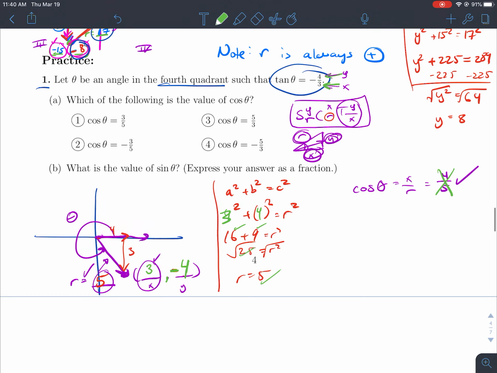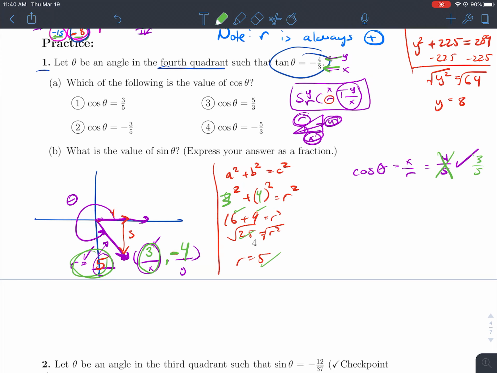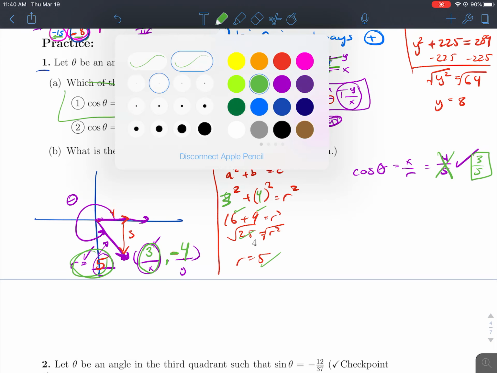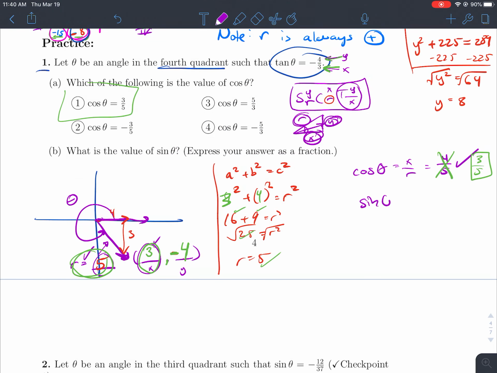However, we have to go back here and fix this for cosine. So cosine of theta was supposed to be x over r, and now that we've updated the value of x, it should be 3 over 5. I'm really sorry about that. So here we go, 3 over 5. Sine of theta is going to be y over r, so that's going to be negative 4 over 5.